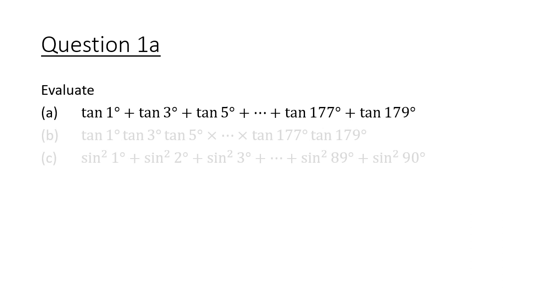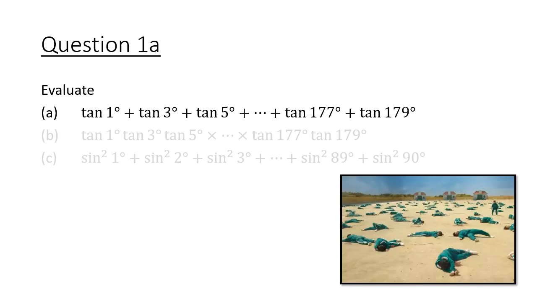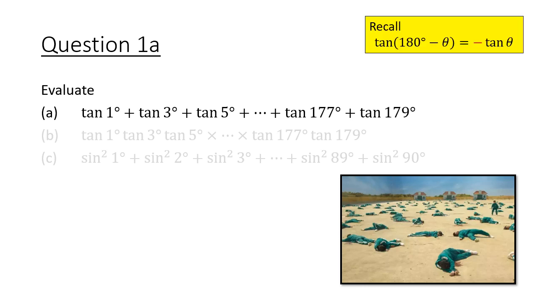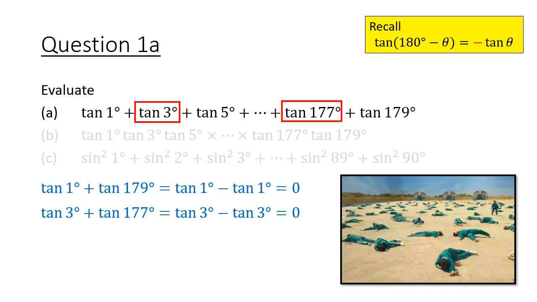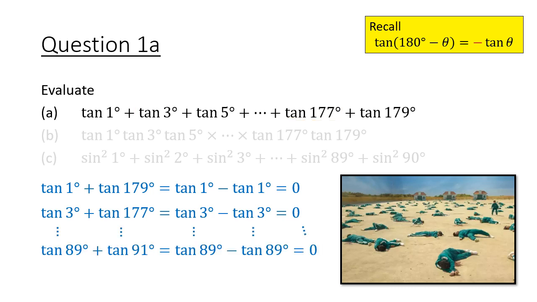So the trick to these summations and products is to find the right pairs that will hopefully kill each other off like the Squid Games. So in part A, we're going to use the obtuse angle formulas for tangent. If we pair up tangent 1 degree and tangent 179 degrees, notice that tangent 179 degrees is in the second quadrant and we can change it to the first quadrant and its basic angle is 1 degree. So we'll get tangent 1 degree minus tangent 1 degree, which gives us 0. Similarly, we can do the same for tangent 3 and tangent 177, and all of them will pair off and kill each other off. Hence, the final answer will be 0.